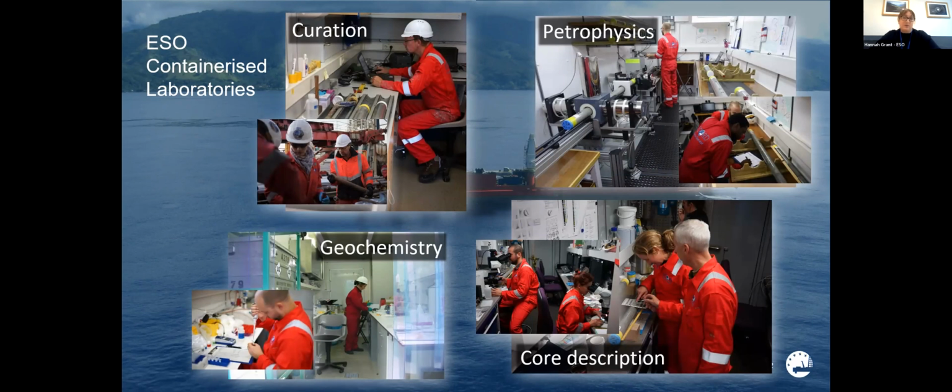If space is too tight for all these container labs, then the geochemistry lab can double up as a microbiology lab. And finally, in the inset photo there, we can see the general science lab, which houses stations with microscopes, smear slide preparation facilities, and an area for sample description.